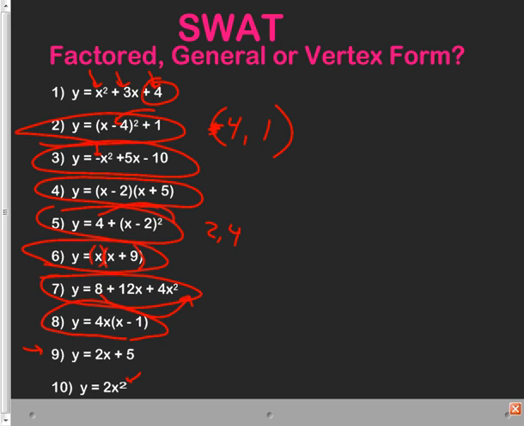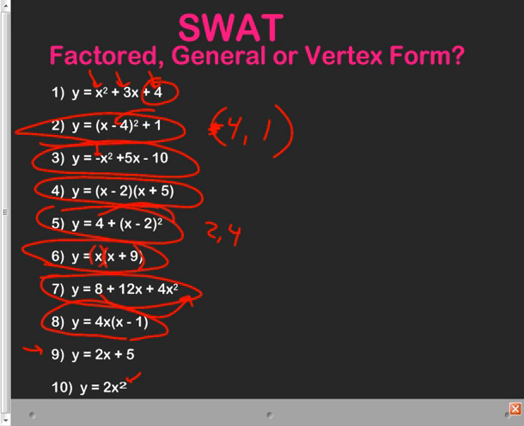Can you get the vertex from this one? You can get the vertex from this one. The vertex is at what? 0, 0. So we can call this vertex form. Is it factored? Because it's a big multiply problem.